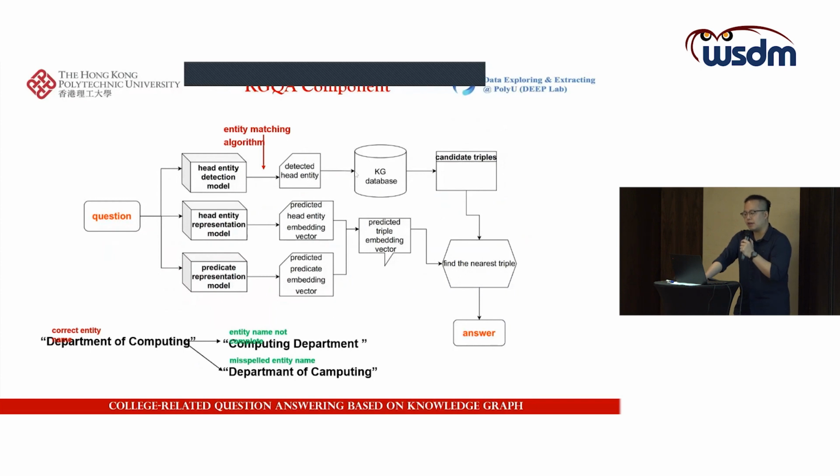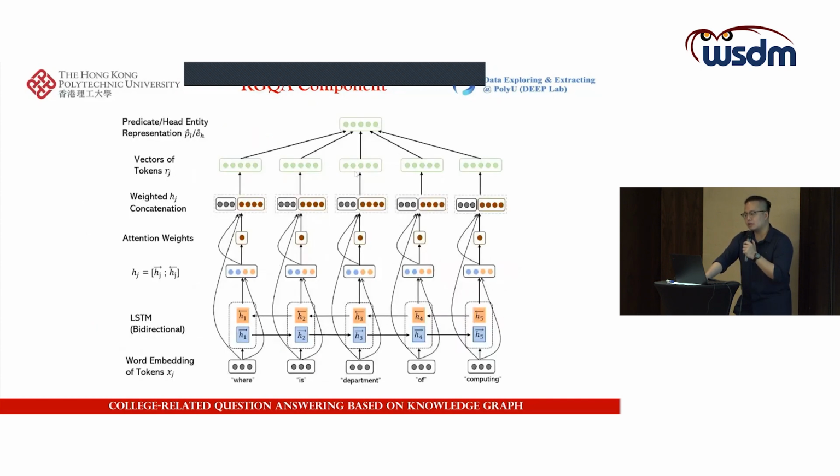we have adopted an existing string matching algorithm to match the exact entity name in the knowledge graph. And after obtaining the vectors of the predicates and entities, we concatenate them as the triple embedding. Then, by adopting the mechanism of TransE, we calculate the scores for all the candidate triples retrieved from the head entity detection model. And then we prioritize the top ranked triple as the answer.